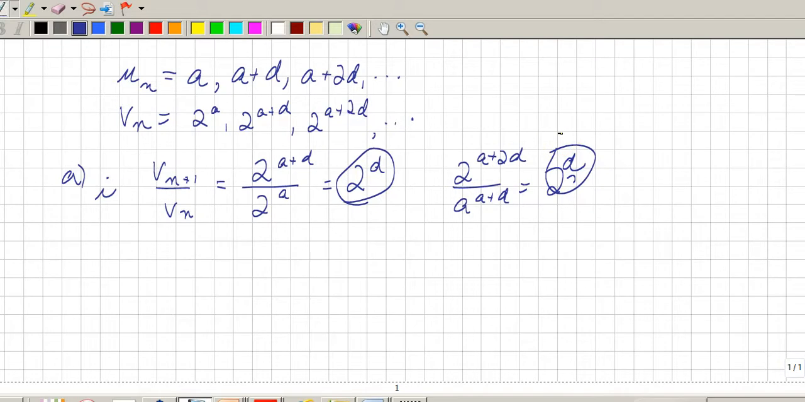Part 2, write down the first term in the sequence V sub n. I think we've already done that. So it's up here, and we don't have to do it again. We'll just write down that answer, 2 to the A.